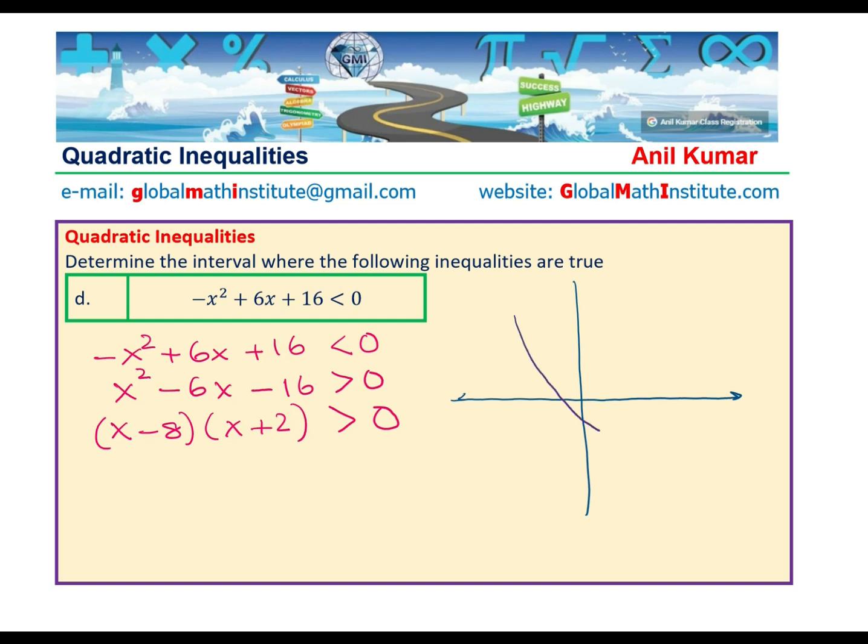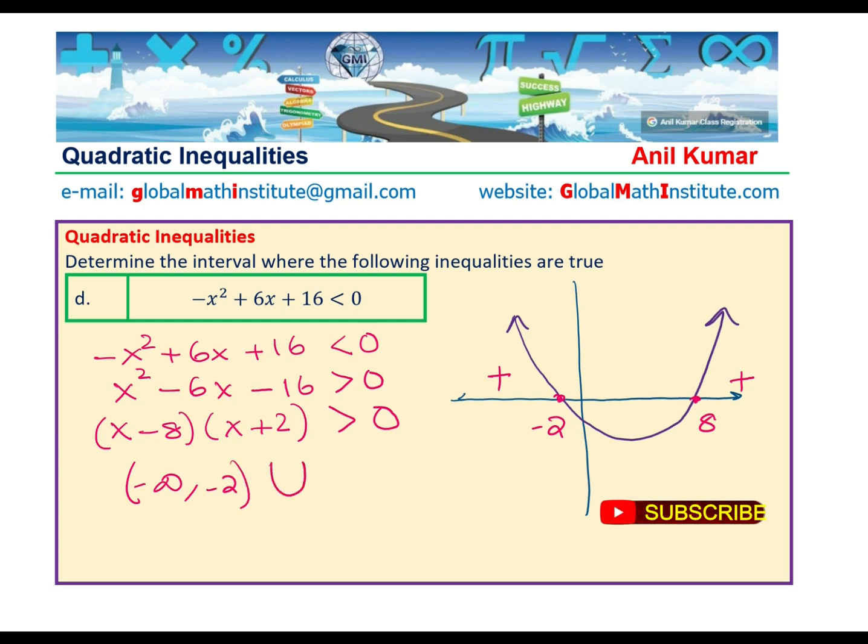So this parabola is going to be kind of like this. As you can see, the zeros are at minus 2 and 8. We want greater than 0, that means we are looking at these portions, right? So our solution is from minus infinity to minus 2, union from 8 to infinity. So that is a very good approach. You can combine this with the approaches learned so far.